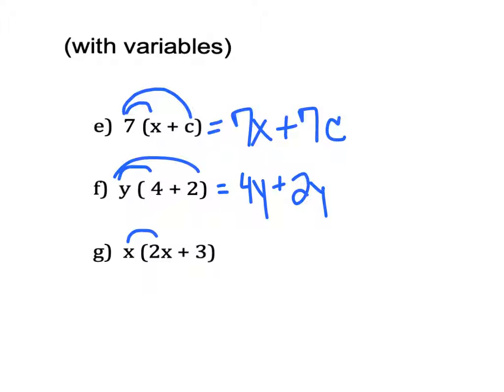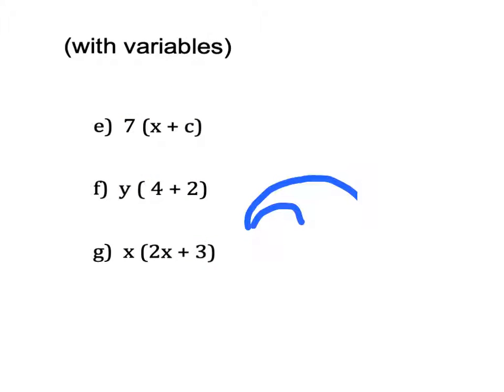X times 2x. Well, be careful there. X times x, that's a repeated multiplication of x 2 times. So that becomes x squared. X times 3, that's 3x. And it's just generally the rule that you write the numbers before the letters. So if you wondered why I switched them around, it was just to follow the rule.